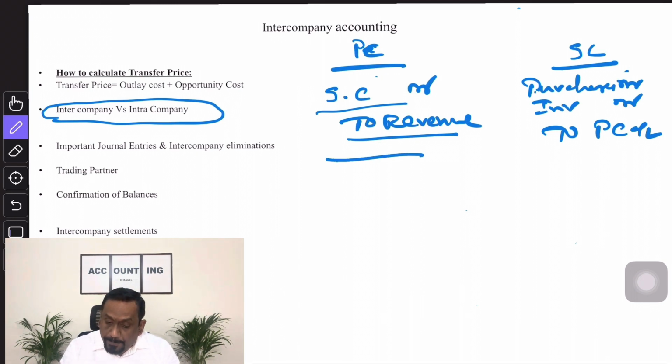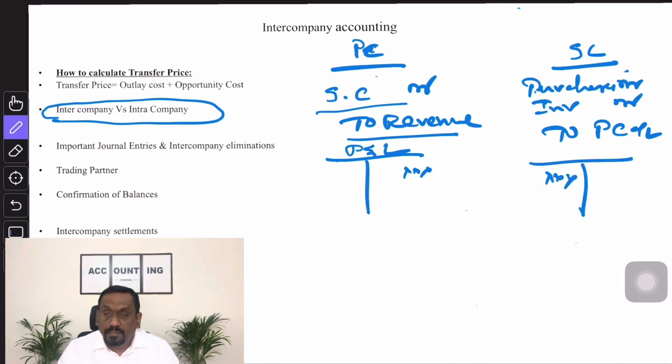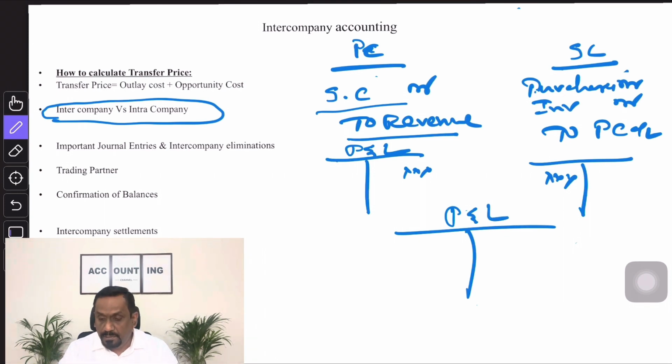If I prepare the P&L account for the parent company, this will be shown as revenue on the right side of the P&L account. This will be shown as expenditure on the debit side of the P&L account. When I prepare a consolidated P&L account, one expenditure and one revenue will get knocked off. When these two get knocked off, what is the impact on my consolidated P&L account? Nothing. So this entry also has to be eliminated at consolidated P&L level.